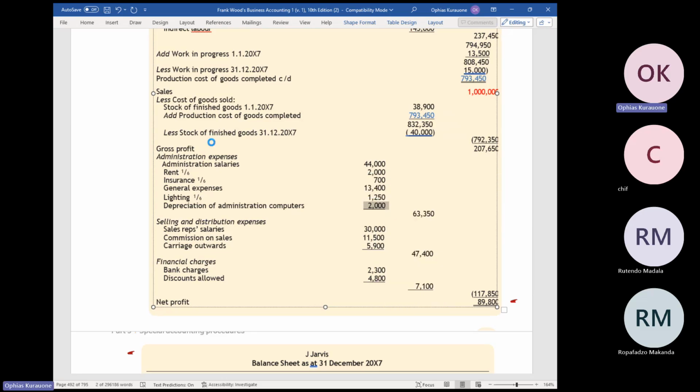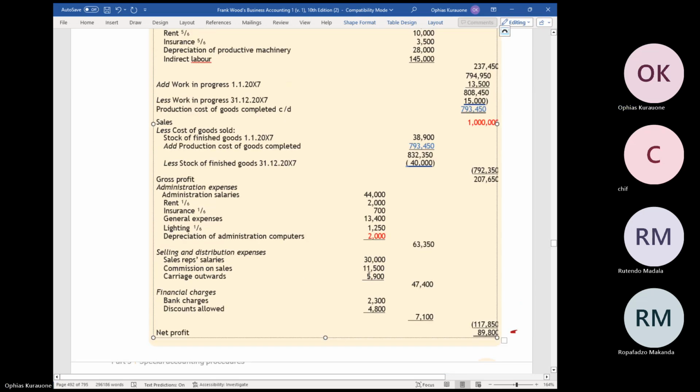10% of 2,000. That is here. Then selling and distribution expenses, you should have the correct figures: sales representative salaries 30,000 given, commission on sales 11,500 given, carriage outwards. Carriage outwards, for example, when bakers are transporting or distributing bread to customers, they incur carriage outwards. So carriage outwards are part of selling and distribution expenses.